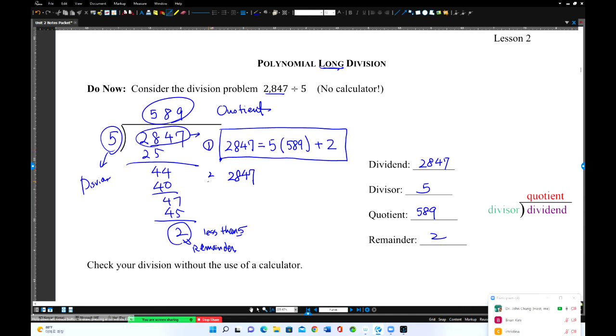The other expression looks like this one. You're going to keep the divisor in the denominator. You can divide by 5, right, both sides. 2,847 divided by 5 is this one. Divided by 5, the 5 is out, you got what? 569. That is your quotient only. Over here, 2 over 5.